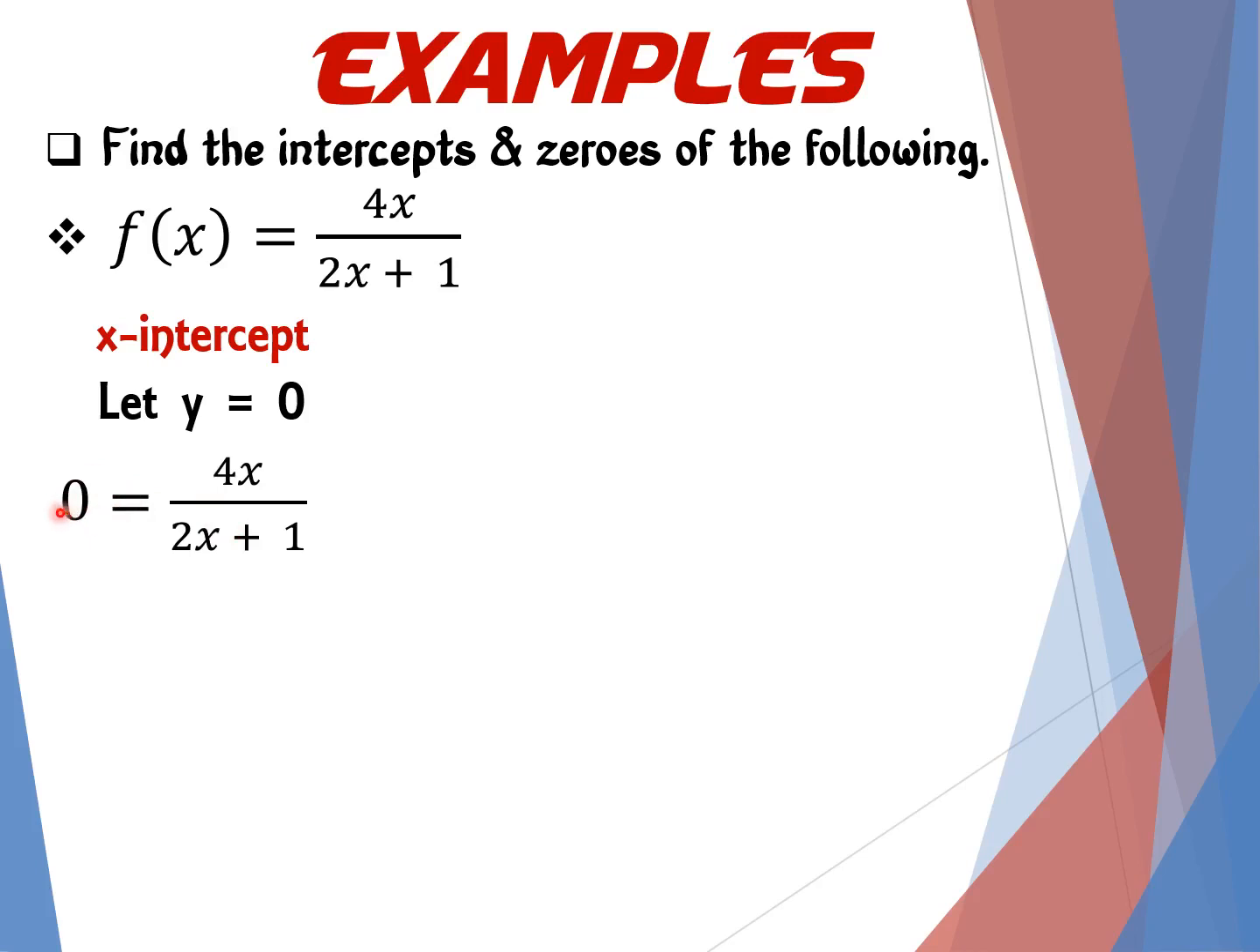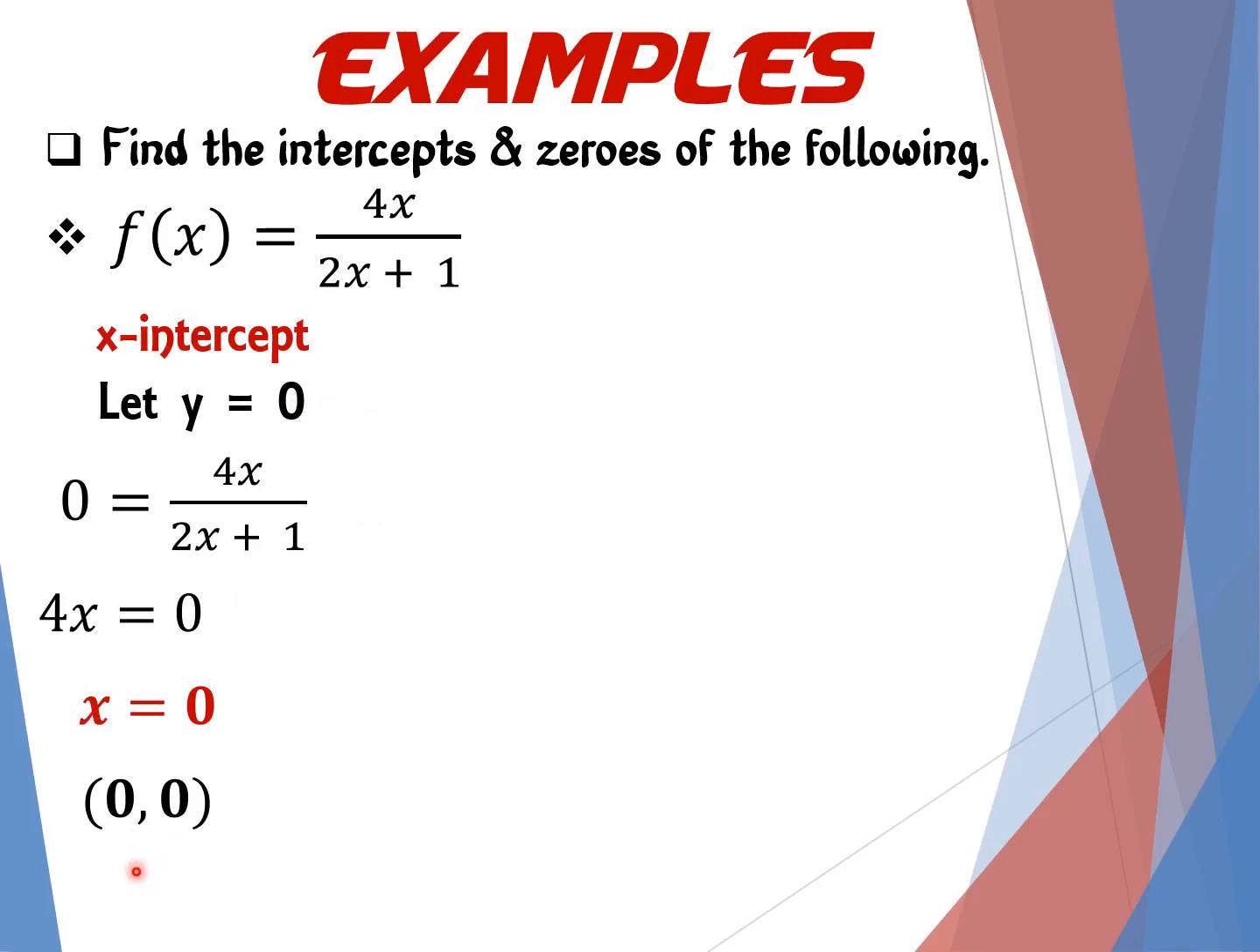So we equate them to 0 and then solve. Cross multiplication, we'll have 0 times 2x plus 1, that will be 0. So we'll have 4x is equal to 0. Dividing both sides by 4, that will still give us the value of the x-intercept, which is 0. So the x-intercept is 0, the value of y is 0, so we have the coordinate 0, 0.